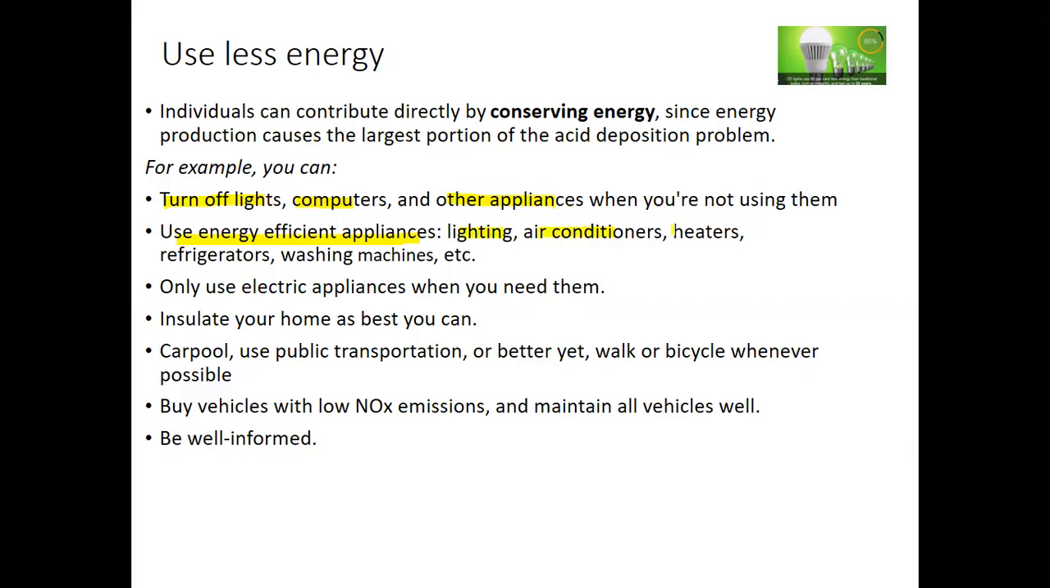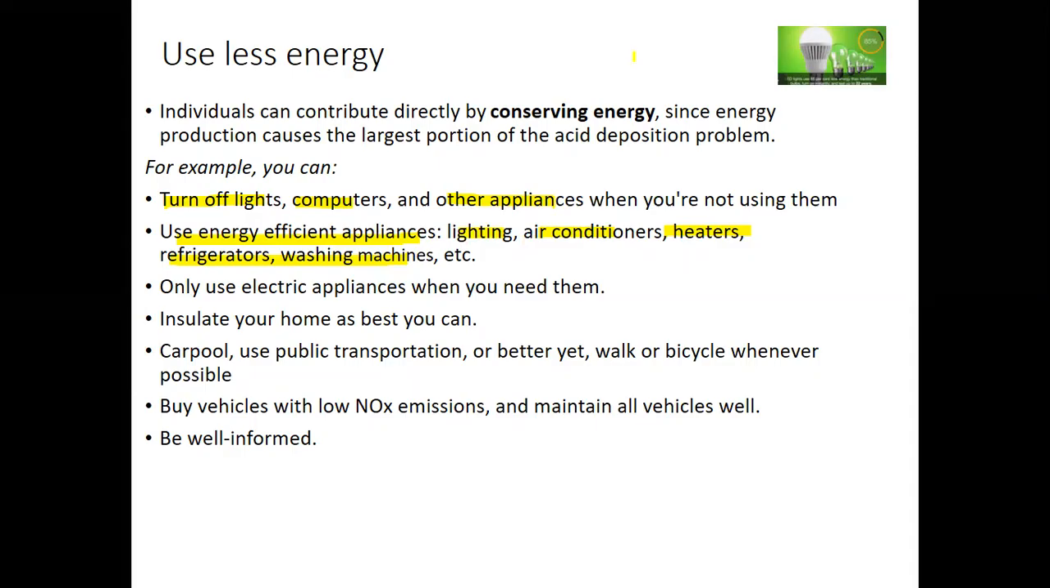lighting, air conditioners, heaters, refrigerators, and washing machines. For those areas, we can use energy efficient appliances. As an example, we can use LED bulbs instead of tungsten bulbs. Even CFL bulbs are more efficient than tungsten bulbs. And when we talk about air conditioners, there are different types of air conditioners, so we have to choose the most efficient one. And heaters also, we have to choose the most efficient and effective methods.